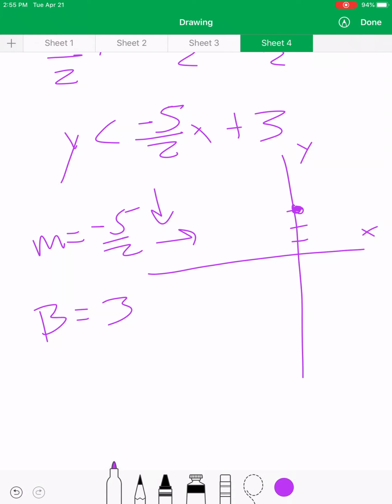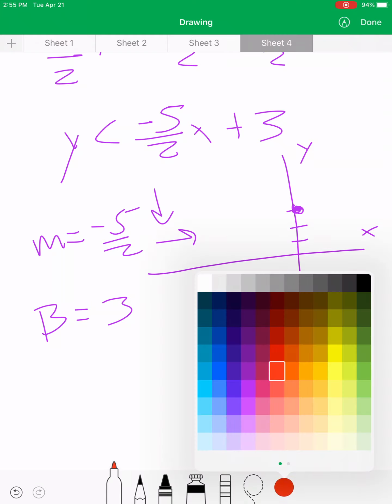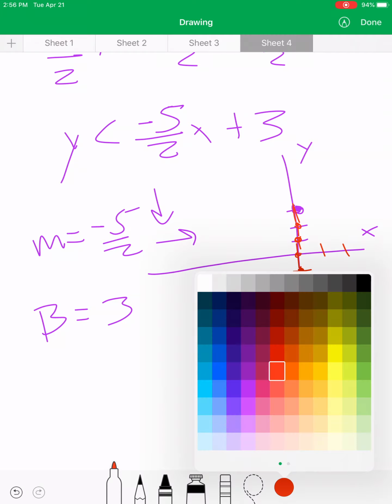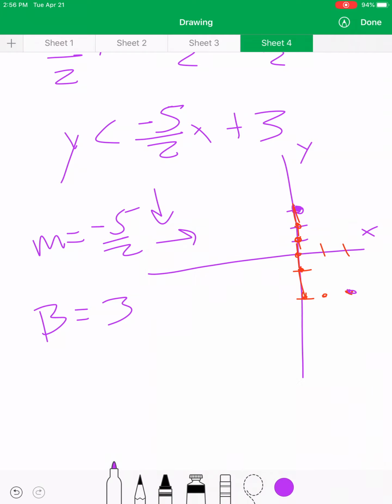Let's change the ink here. Down 1, 2, 3, 4, 5 over 1, 2. So we went down 1, 2, 3, 4, 5 over 1, 2. So my next point should be right here. Down 5 over 2.